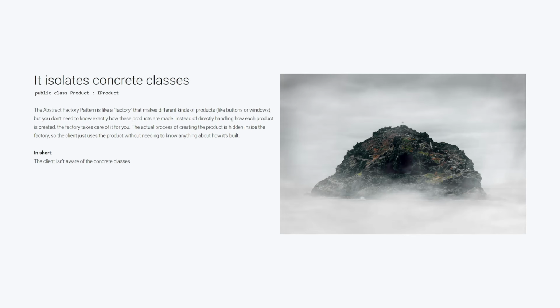It isolates concrete classes. The abstract factory pattern is like a factory that makes different kinds of products, like buttons or windows, but you don't need to know exactly how these products are made. Instead of directly handling how each product is created, the factory takes care of it for you. The actual process of creating the product is hidden inside the factory. So the client just uses the word product without needing to know how anything is built. In short, the client isn't aware of the concrete classes.